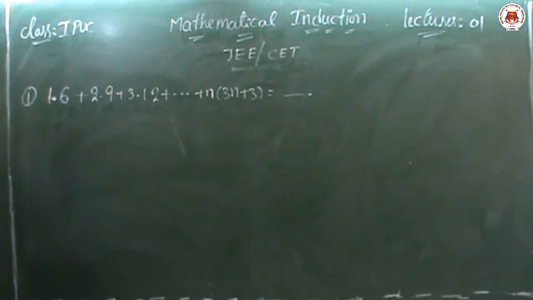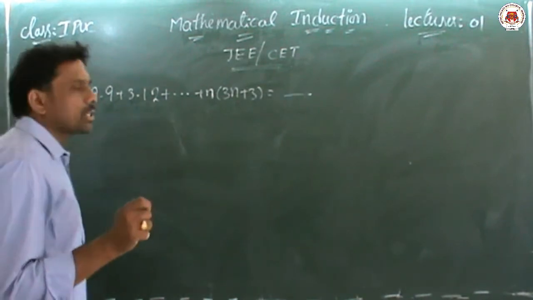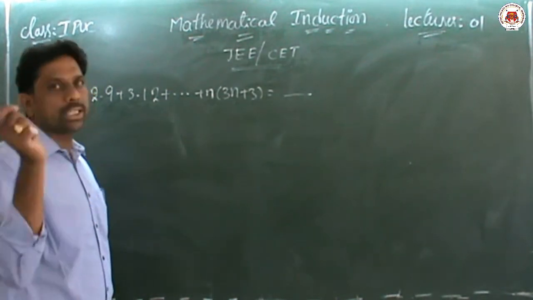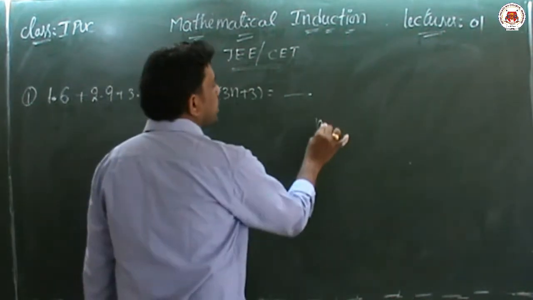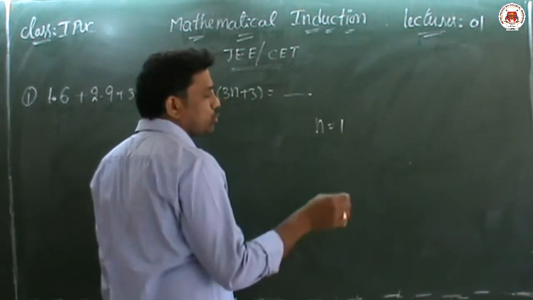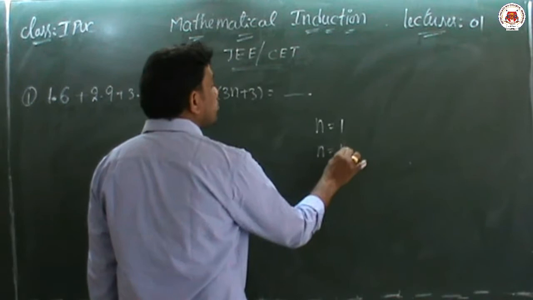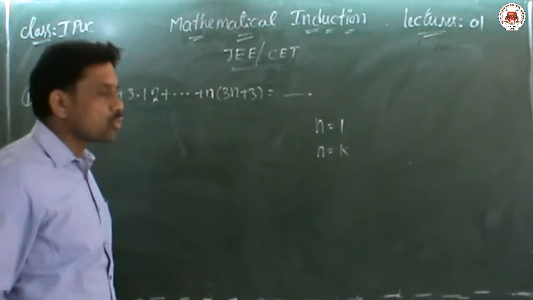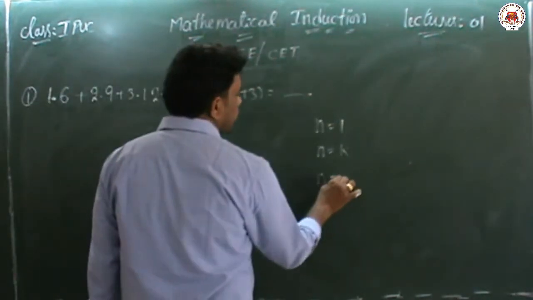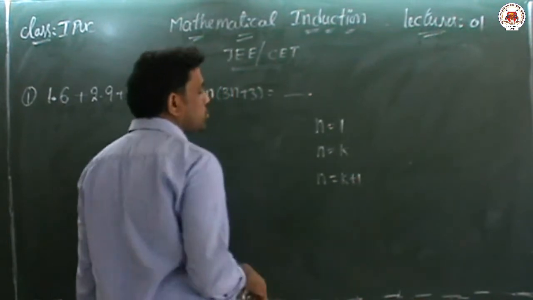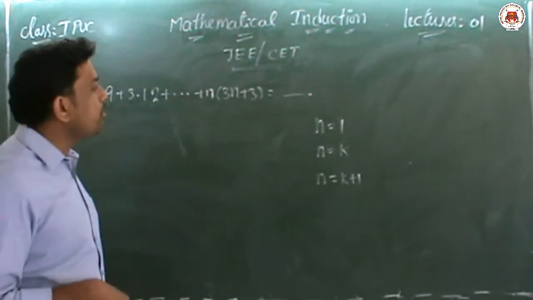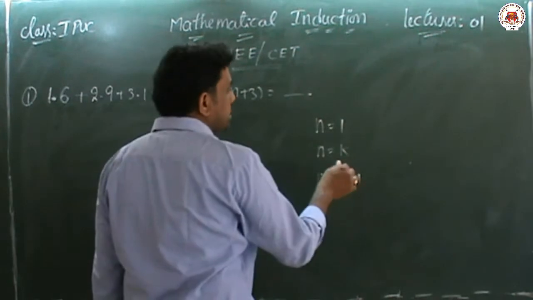For this mathematical induction, actually in theory there is a separate method. First of all, we have to take n equal to 1 and prove it true. Next, assume that n equal to k is true, and finally we have to prove that n equal to k plus 1 is also true. So totally three steps we have to prove.